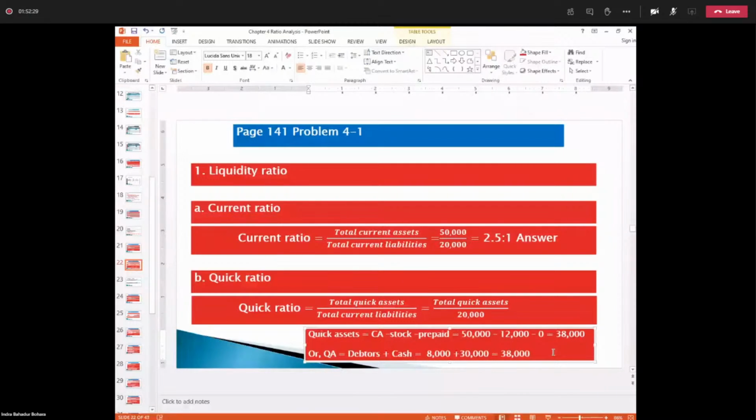So you divide 38,000 quick assets by 20,000 current liability. It is 1.9 is to 1.